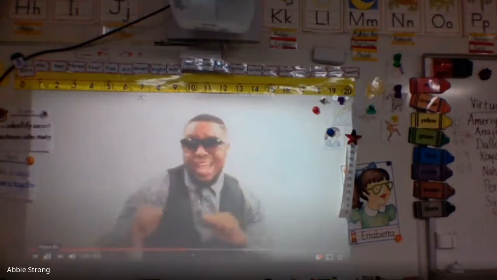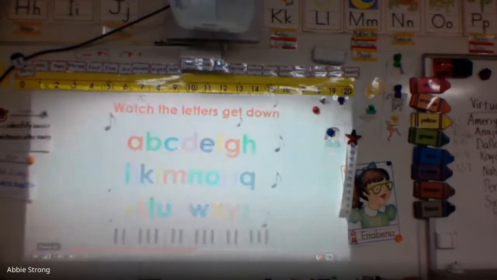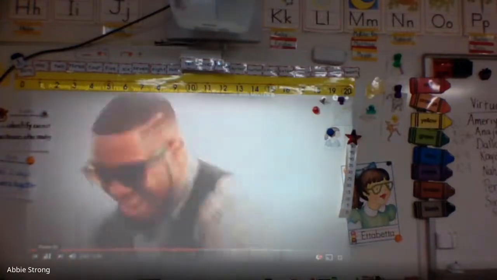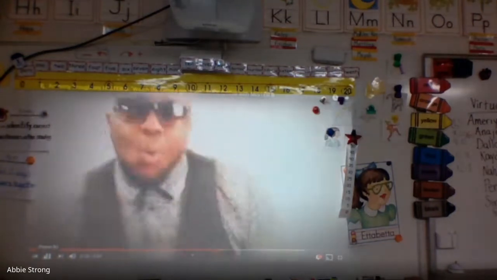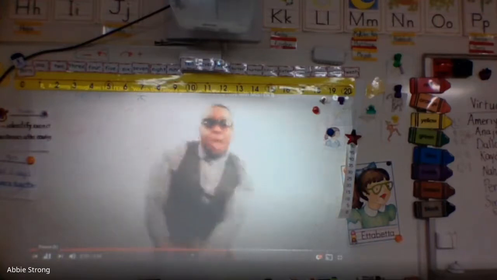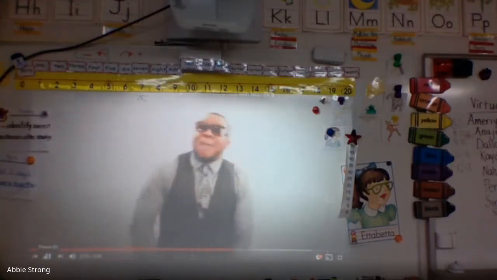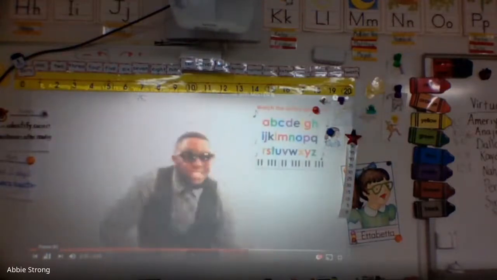Watch the letters get down, ooh. While we're making their sounds, watch the U go, watch the V go, watch the W go, watch the X go, watch the Y go, watch the Z go. Watch the letters go.